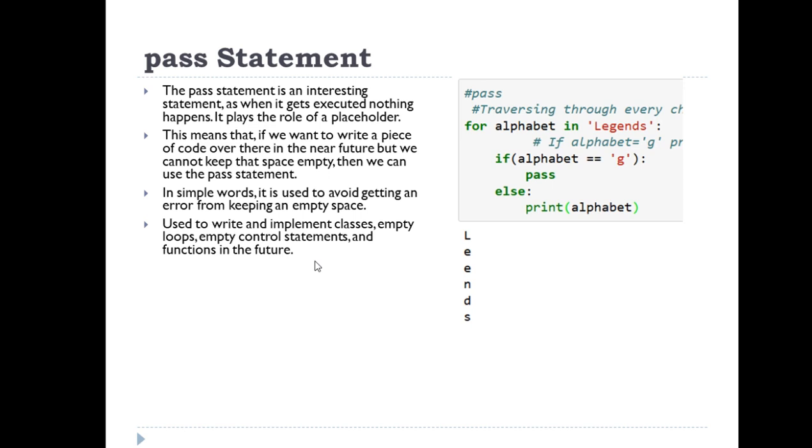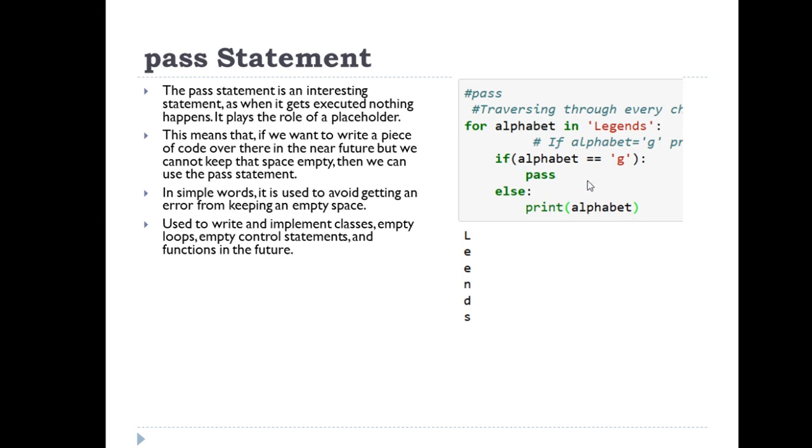I may write the function later, but I'm creating the prototype now. Then write the function name, and under that you put pass. So you see this example here: for alphabet in legend. Basically here it will be traversing through these characters, right? And if alphabet is G, I'm giving pass, else print.